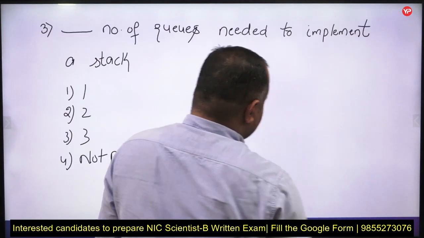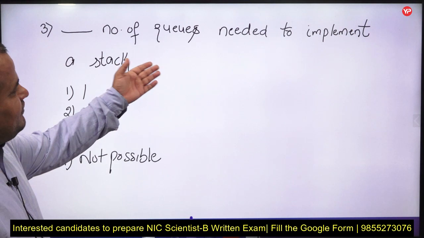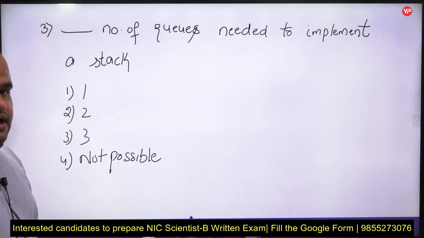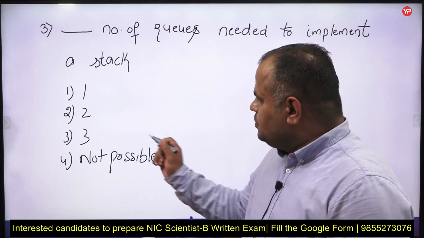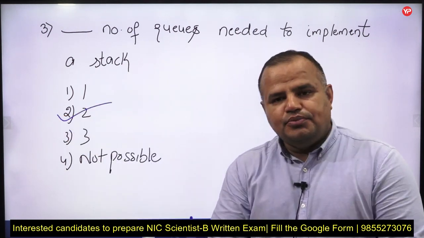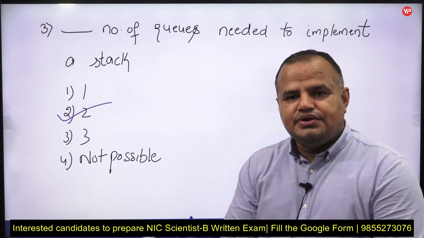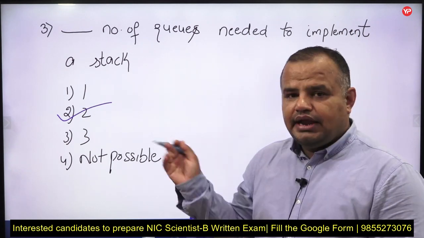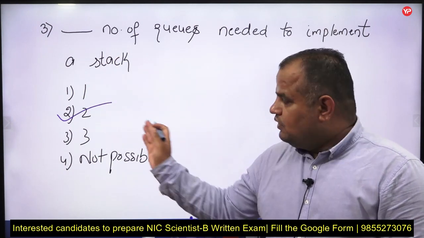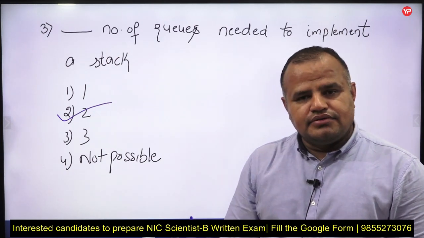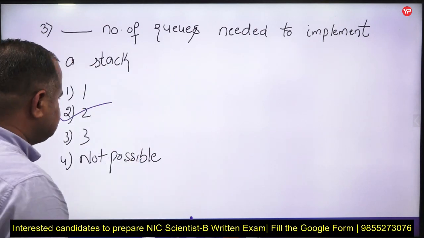Next, the number of queues needed to implement a stack. As we already know, to implement a stack we require 2 queues. So the total number of queues required to implement a stack is 2, and again, if I want to implement a queue using stacks, we also require 2 stacks. So the answer for this problem is 2.